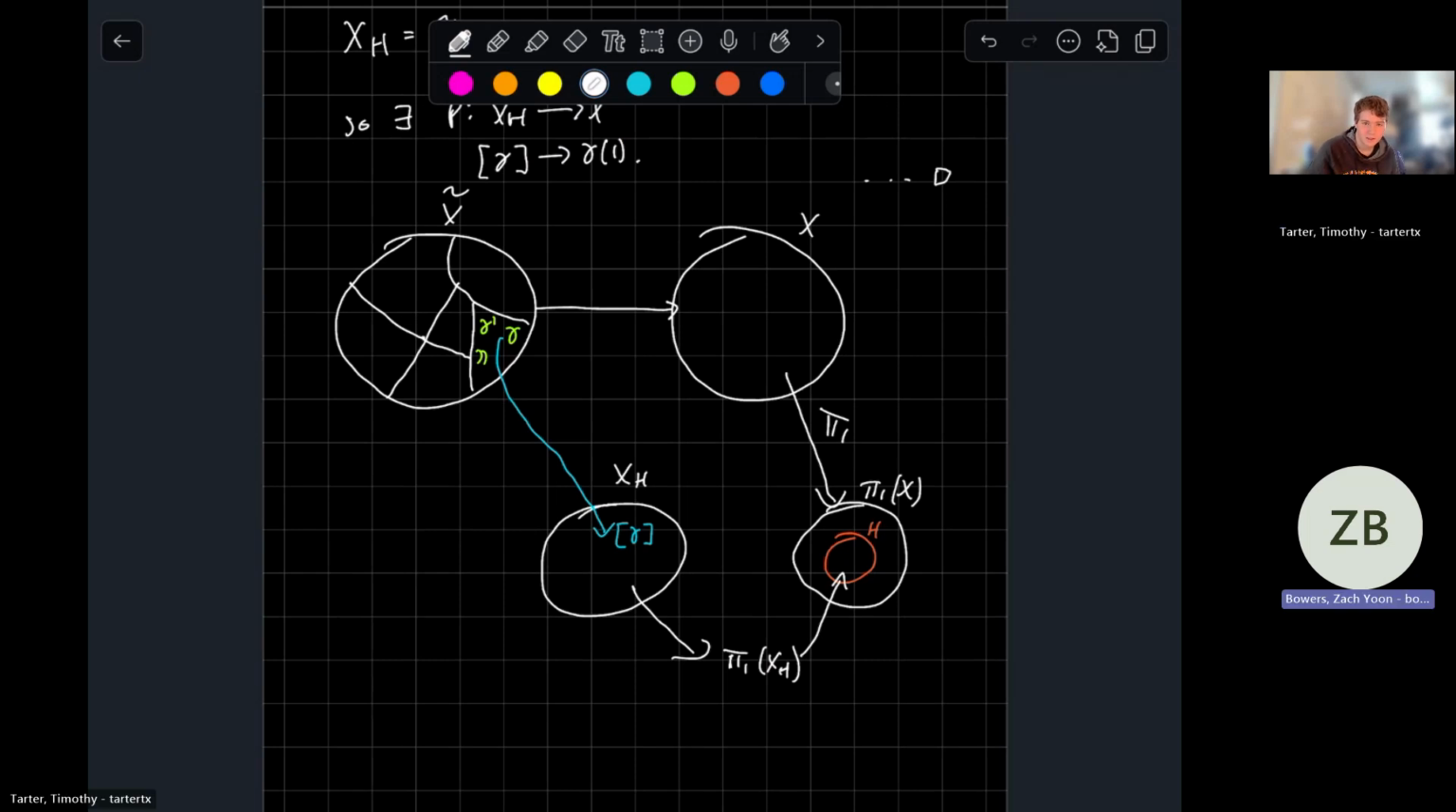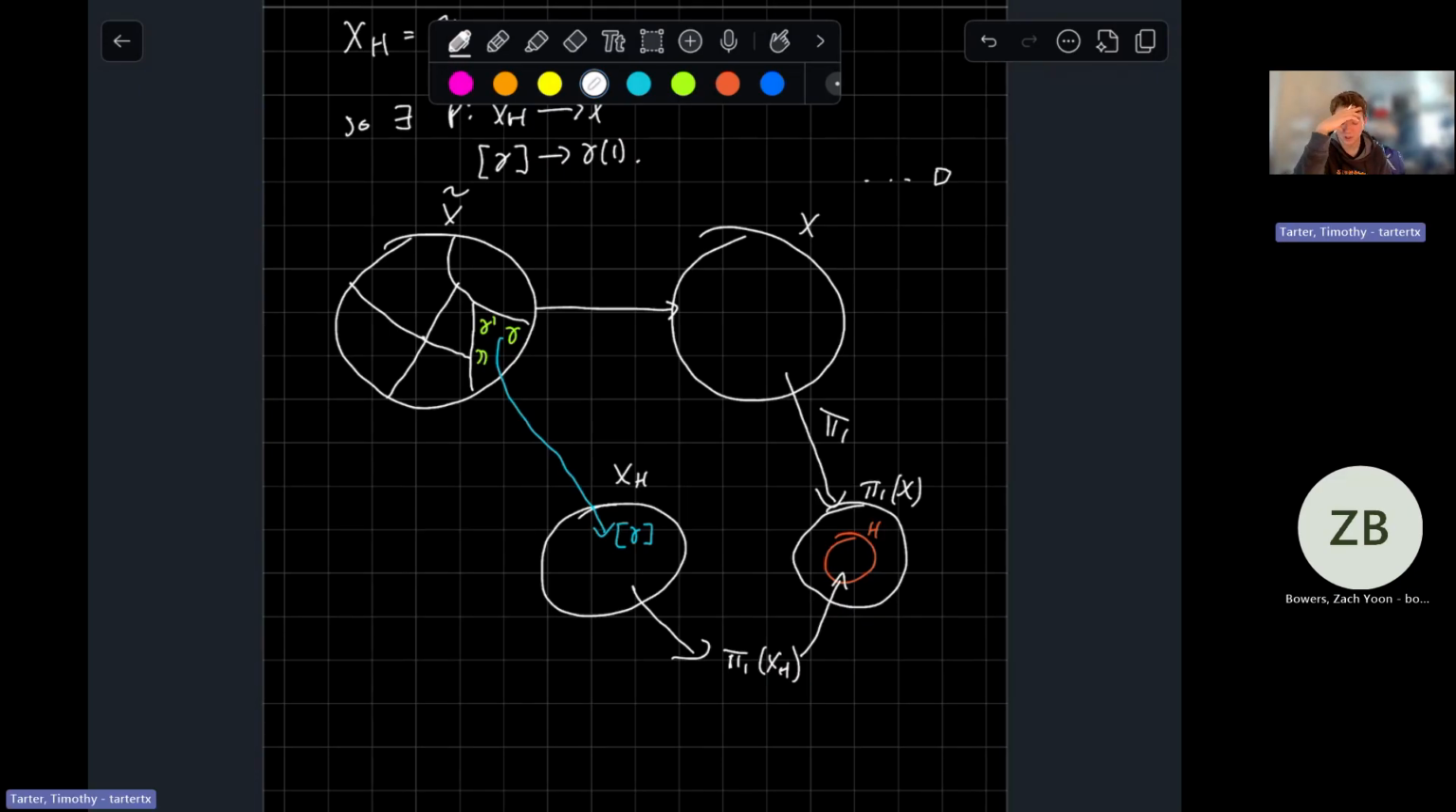Yeah, no, that makes more sense now. So we're just bundling things on open neighborhoods. Yeah. So this takes care of the existence of covering spaces of X corresponding to all subgroups of pi 1 of X.